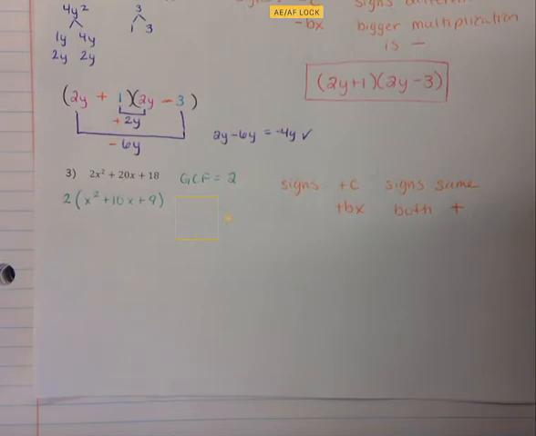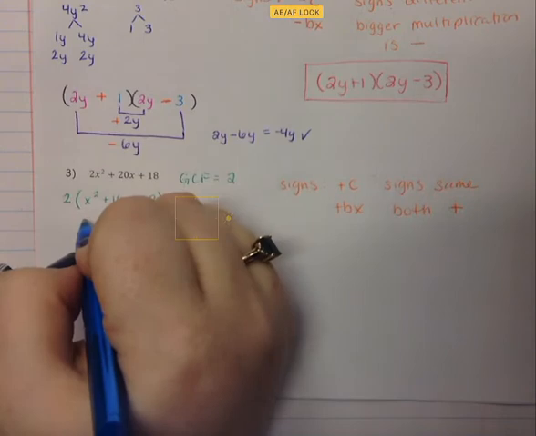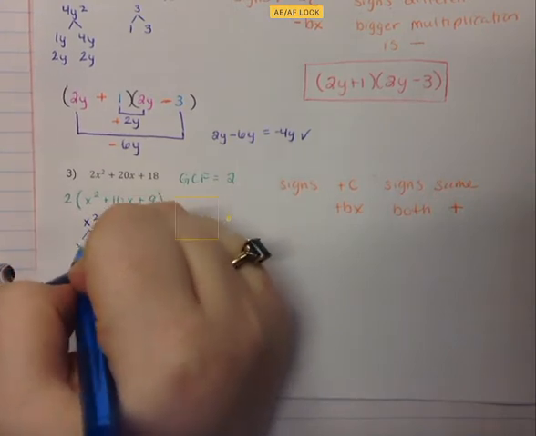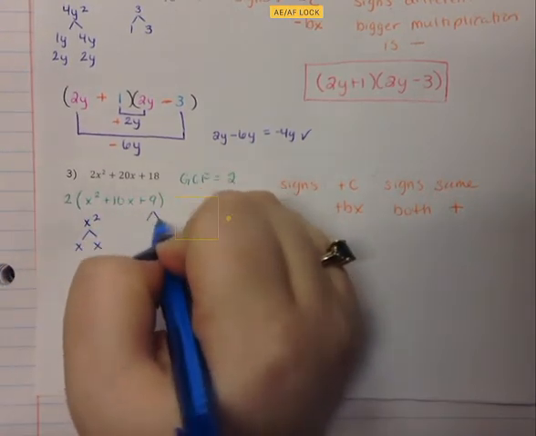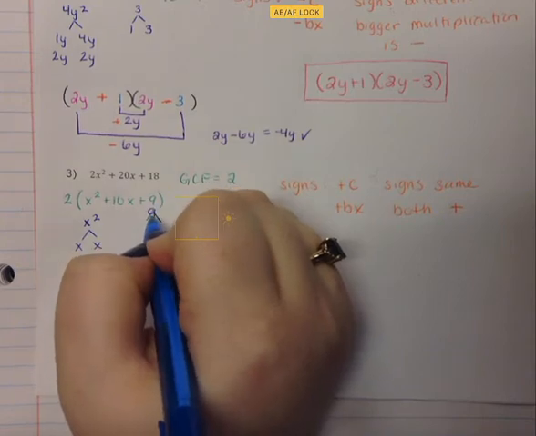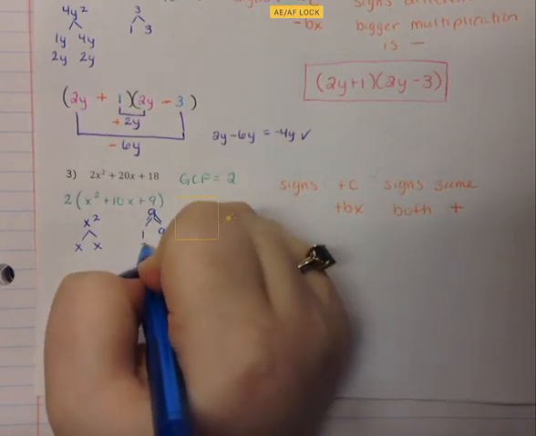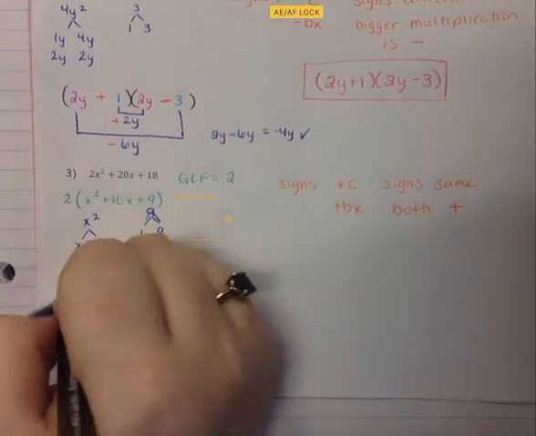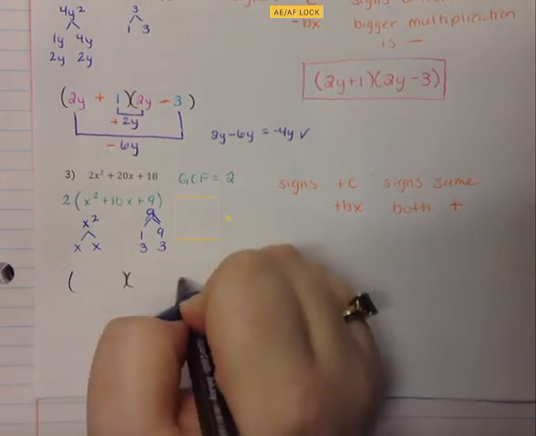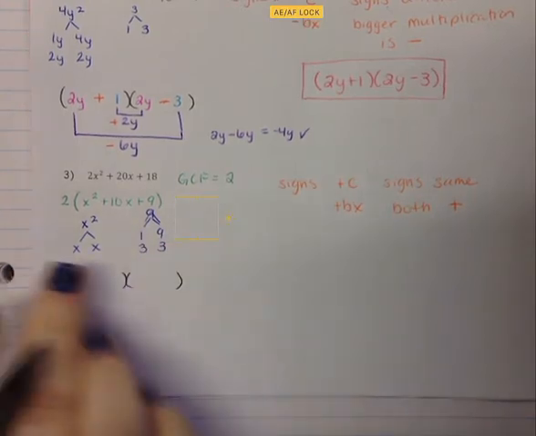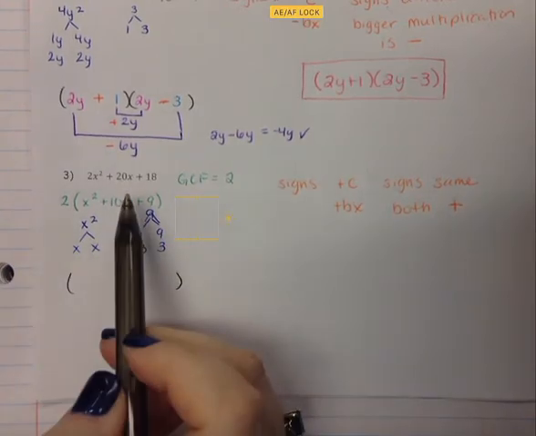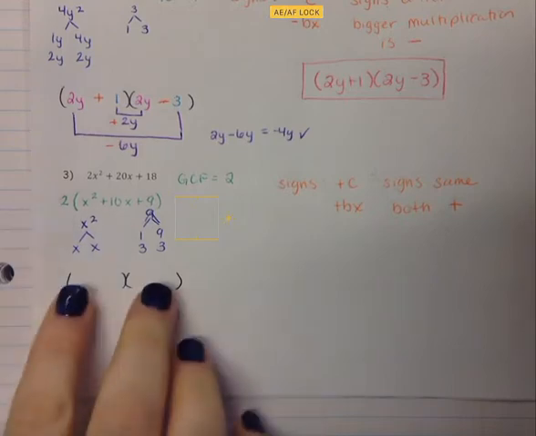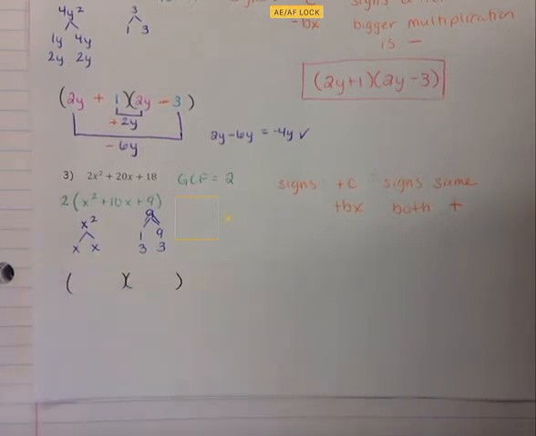So we're going to do our factors of x squared, which are just x and x. Factors of 9 are 1 and 9, and then 3 and 3. Put my parentheses. Now, once you do enough of these, you'll be able to see which ones will give you the middle term. But I'm going to show out all parts of this just so you can understand where things are coming from.